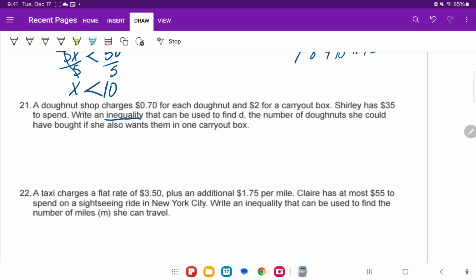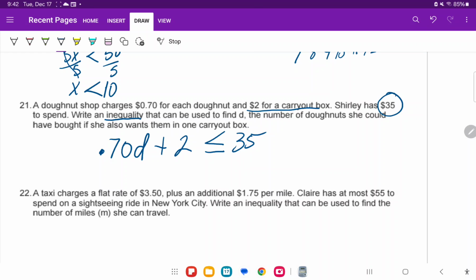All right, so she's going to pay 70 cents for each donut. So that's 0.70D. Plus, she's going to pay $2 for the carry-out box, right? And she has $35. So she needs this to come either less than or equal to $35 because she can't pay more than that. All right? So it's 70 cents times the number of donuts plus 2 less than or equal to 35.